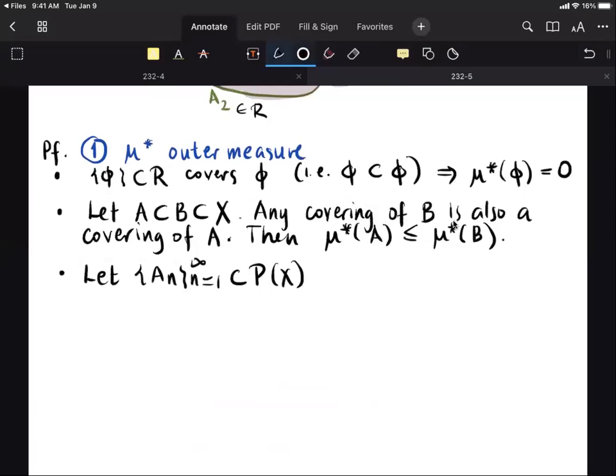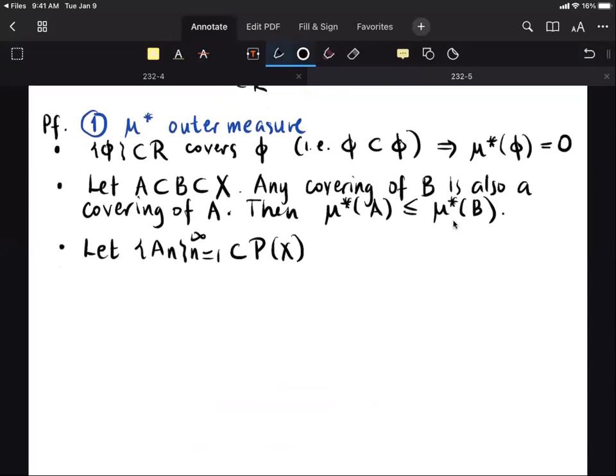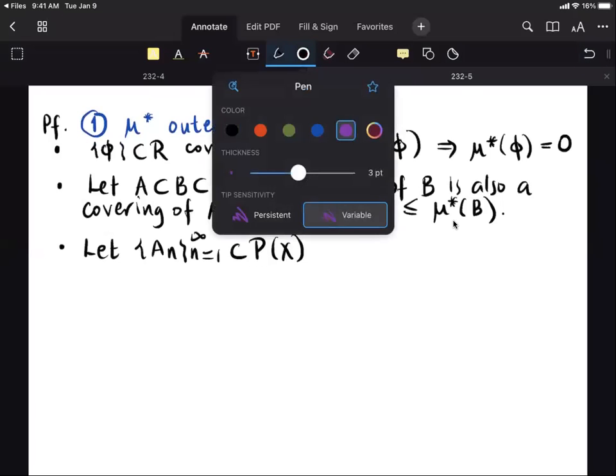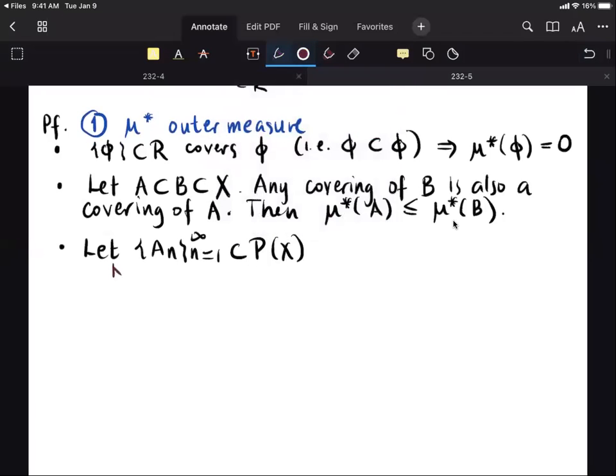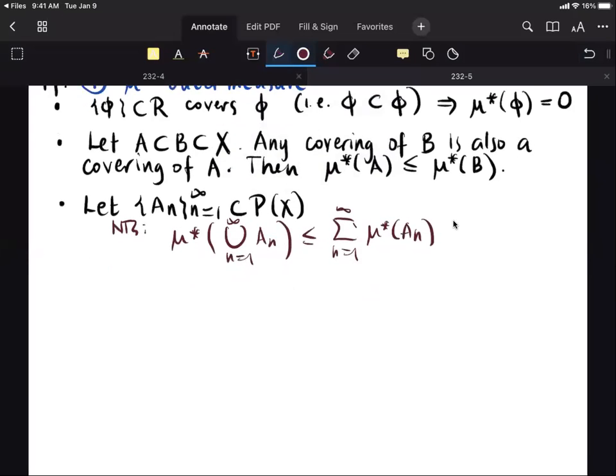And we will show the following. So suppose I have a collection of subsets of X, A sub n. We would like to show that the outer measure of the union is, let's say, less or equal to the mu star of A n, since we are not yet sure if it is indeed an outer measure. So mu star of the union is less or equal to the sum of mu star of A n. Okay.